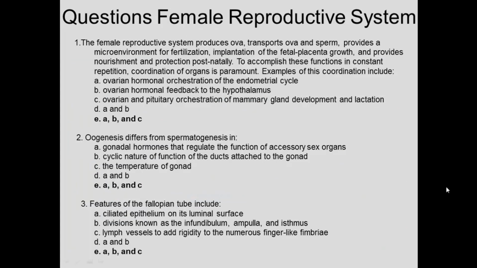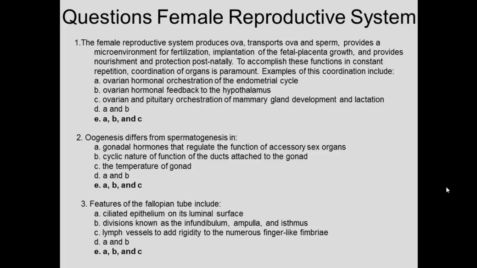We have a couple of questions here. The female reproductive system produces ova, transports ova and sperm, provides a microenvironment for fertilization and implantation, and provides nourishment and protection postnatally. To accomplish these functions in constant repetition, coordination of organs is paramount. Examples of this: ovarian hormones orchestrate the endometrial cycle.